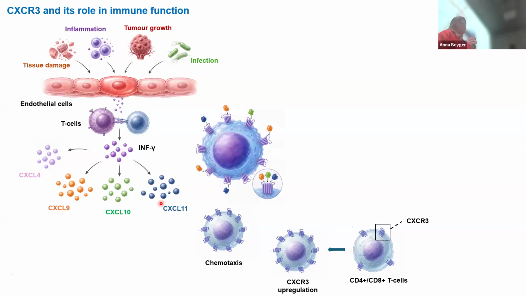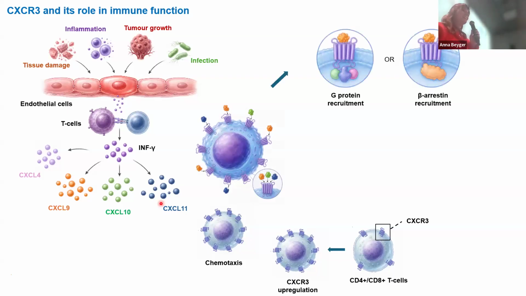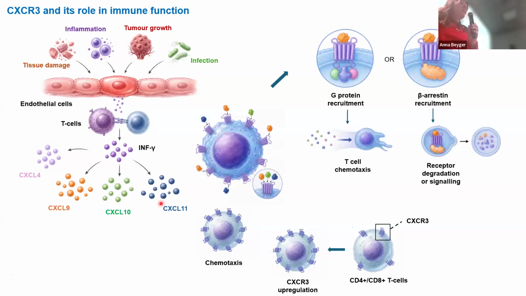So when these 2 components are close together, they can obviously bind, and they undergo the change that I described in the earlier slide, where they can recruit either G proteins or arrestins, and therefore trigger different signaling responses down the line. So for G proteins, that will be T cell chemotaxis, and for beta arrestins, that can also lead to inflammatory response, but more often it's also associated with receptor degradation and signaling.